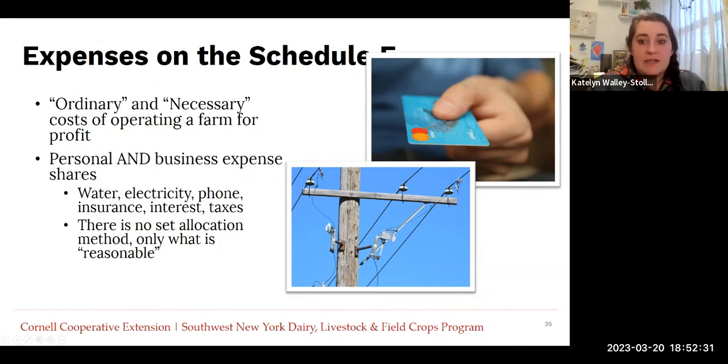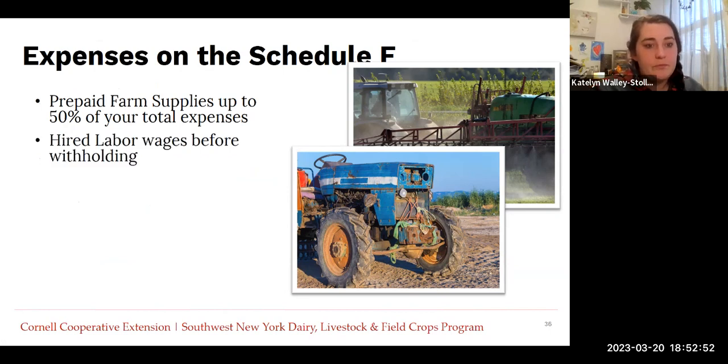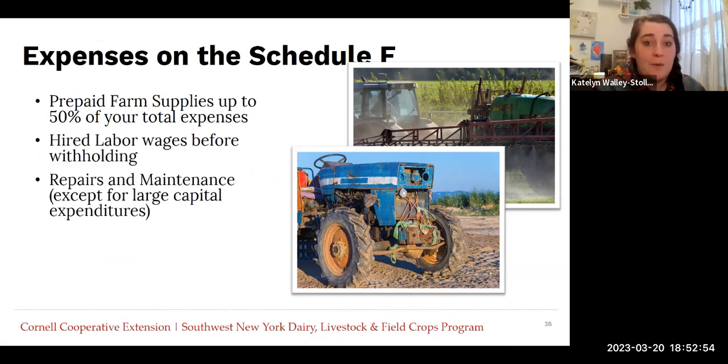So other expenses that you can claim on your Schedule F include prepaid farm supplies. I mentioned that farming is cash-based accounting. So as soon as cash leaves your farm account, you can claim that as an expense. If you prepay for fertilizer in 2022, even though you're not going to use it until 2023, you can claim that purchase as a 2022 expense. Hired labor wages are tax deductible. You can claim those on your taxes.